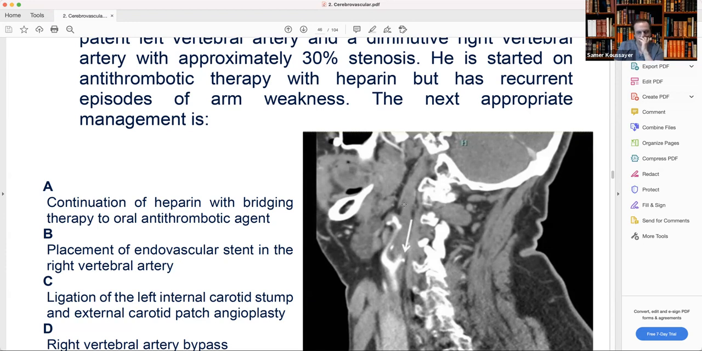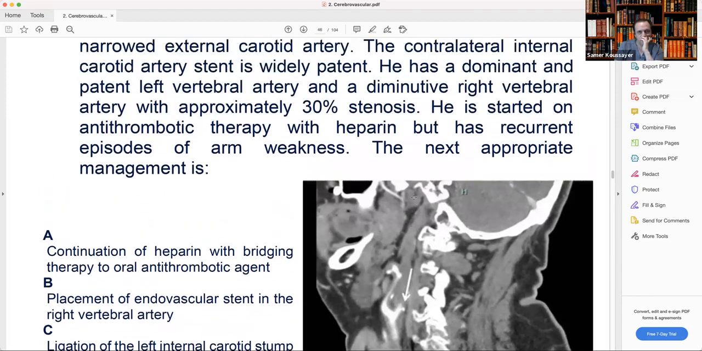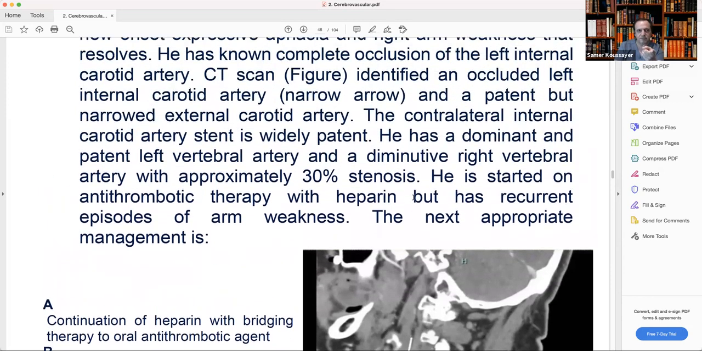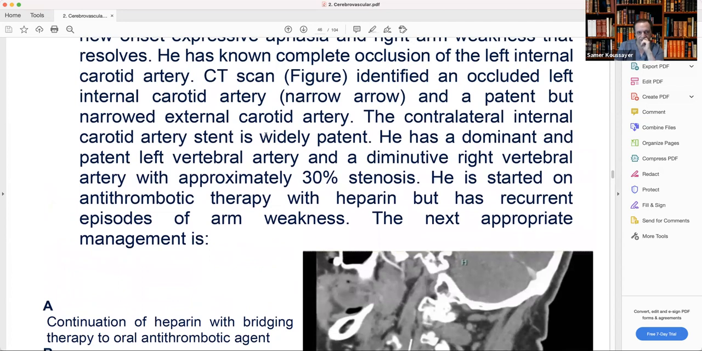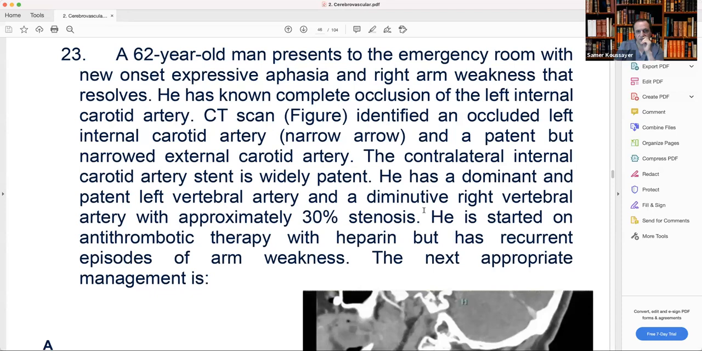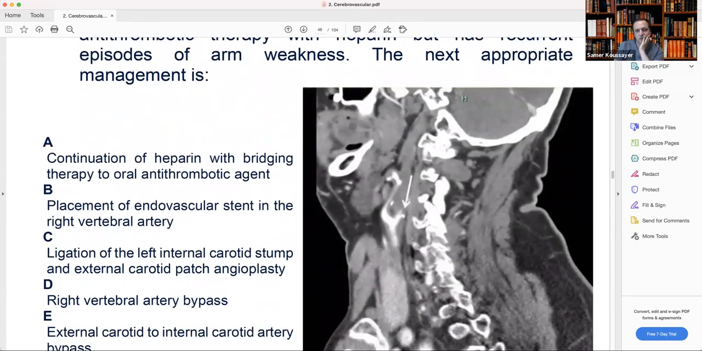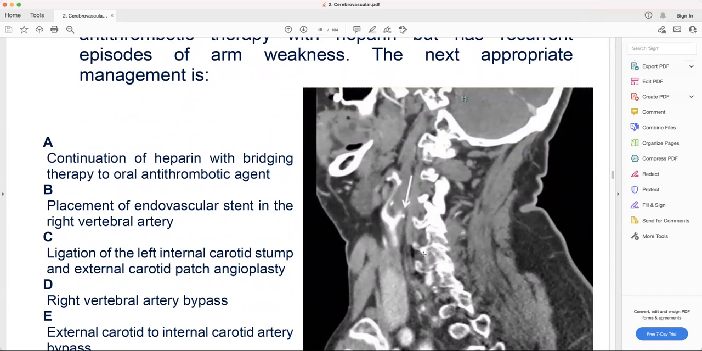But how do you explain that? Let's explain to the people how this happens. I mean, the internal is occluded. So how is he still getting TIAs? Because this guy is still getting TIAs, because he has a right arm weakness, right? Yes, this is what he's coming with. So that means he's getting TIAs. So how do you get TIAs with the internal still occluded? This is what the carotid stump syndrome is, through the external carotid artery.